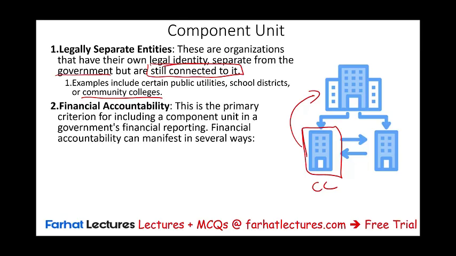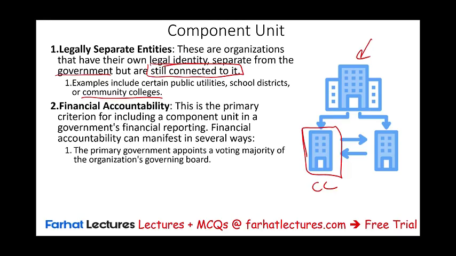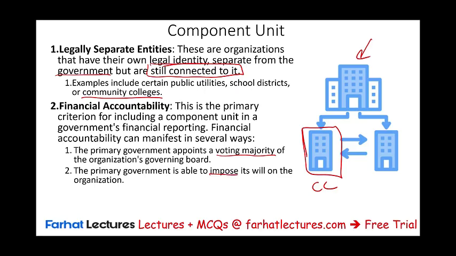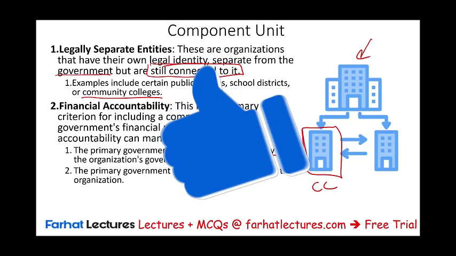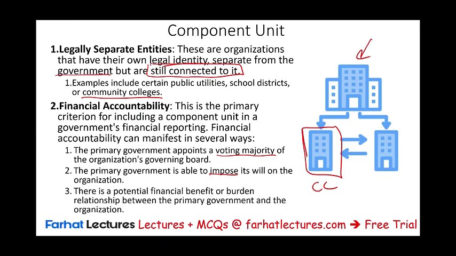Financial accountability is a primary criterion for including a component unit: the main government is financially responsible for them. The city is responsible for them. However, we have to show how that financial accountability presents itself. The primary government appoints a voting majority of the organization's board. Well, if they do that, they're somehow responsible for them, because they are responsible for their decision making. The primary government can impose its will, can tell that governmental unit what to do. The city of Philadelphia can impose certain will on the Community College of Philadelphia, and there is a potential financial benefit or burden.